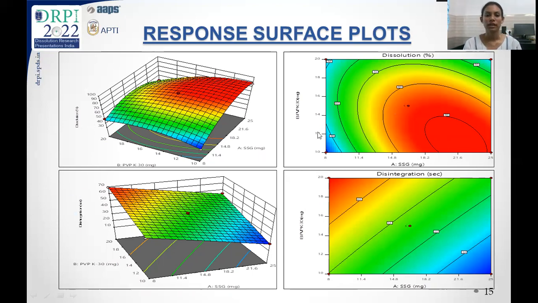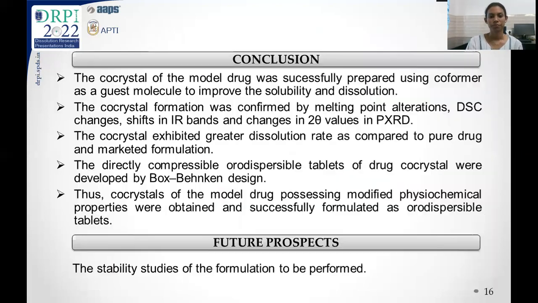From this plot, as you can see, as the concentration of super disintegrant increases, the dissolution also increases, but as the concentration of binder increases, the dissolution decreases, and it goes vice versa for the disintegration time. So it indicates a good relationship between dependent and independent variables.